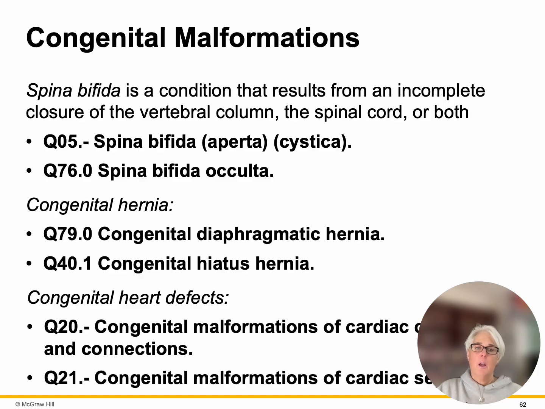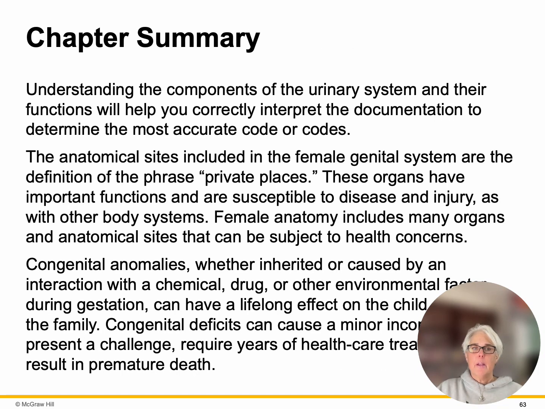All right, so we have reached the end. To wrap it up, we had a lot to talk about and a lot to learn for this chapter. But I want to pull back to the big ideas and put them all together. Accurate coding in this chapter depends on understanding the anatomy, the physiology, whether there's a disease process occurring, and whether there are congenital issues. There are so many things that we need to look at.